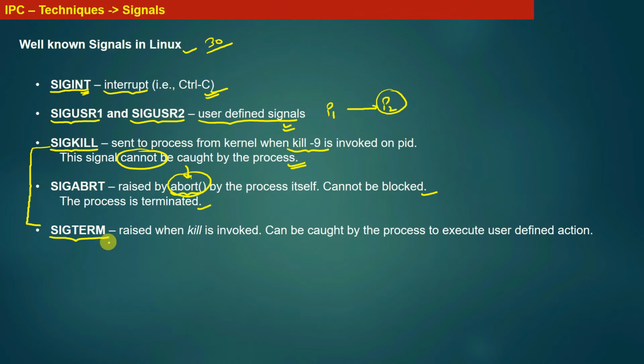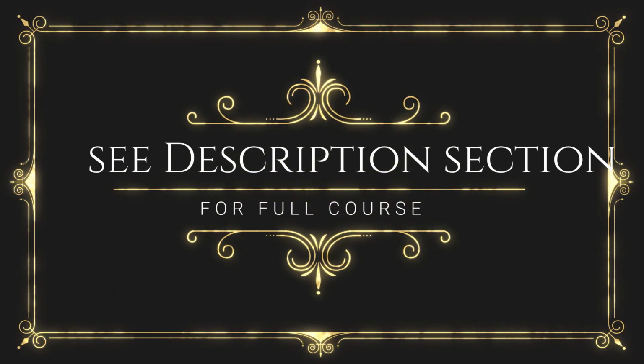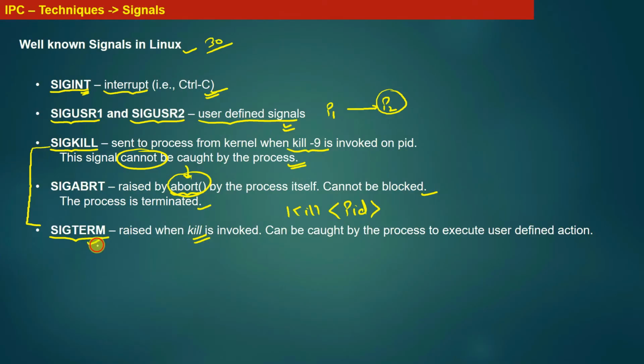And this signal is delivered by the operating system to the process using the kill command. There is no need to specify -9 with this command. So if you just specify kill and the process ID, the operating system will deliver SIGTERM signal to the process whose ID is specified as the argument to the kill command.